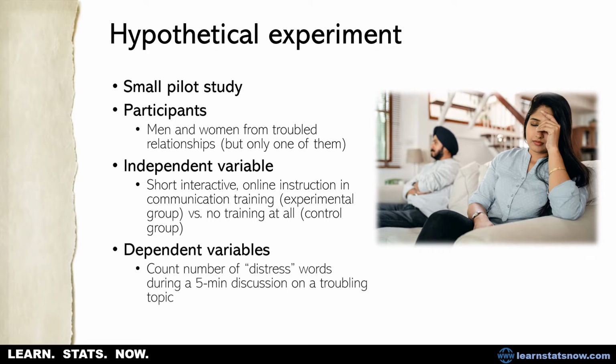The dependent variable that we're going to be measuring is to see whether after the training, individuals who participate in the training demonstrate a greater number of distress words rather than anger words when having a 5-minute discussion on a troubling topic with their partner. So that'll take place after the training. We just want to see if the training leads to a different communication style.